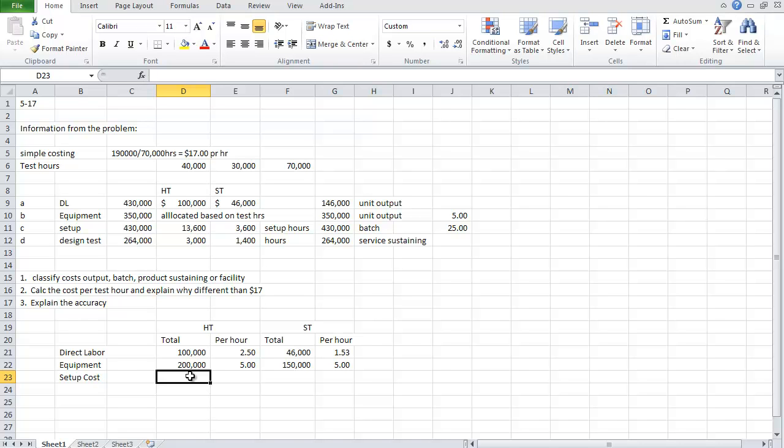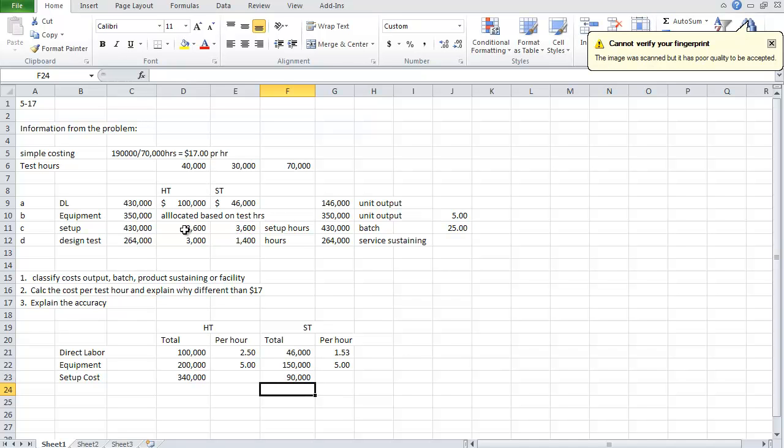So we're going to take the 25 that we calculated and we're going to multiply it by the 13.6. That gives us 340. We'll take the 25 that we calculated and we'll multiply it by 3,600 setup hours, which will give us 90.